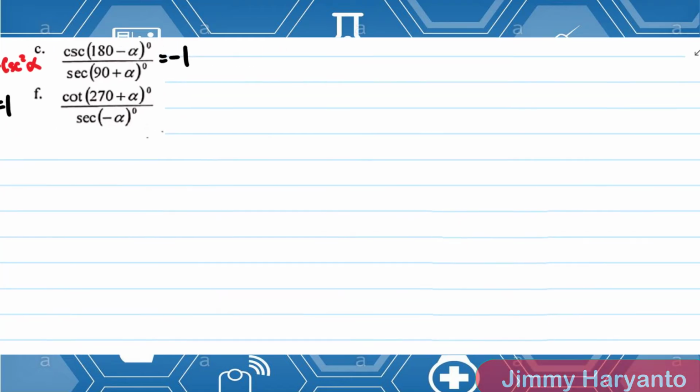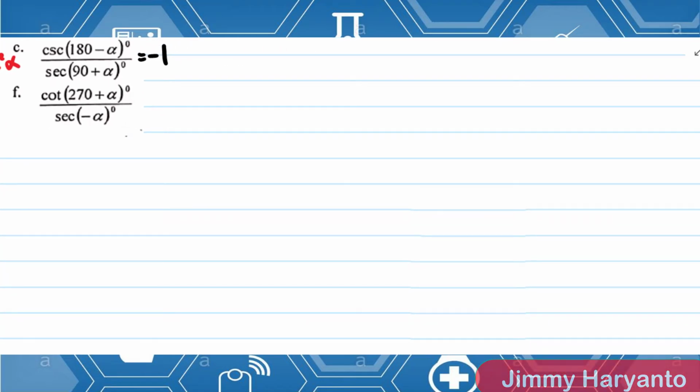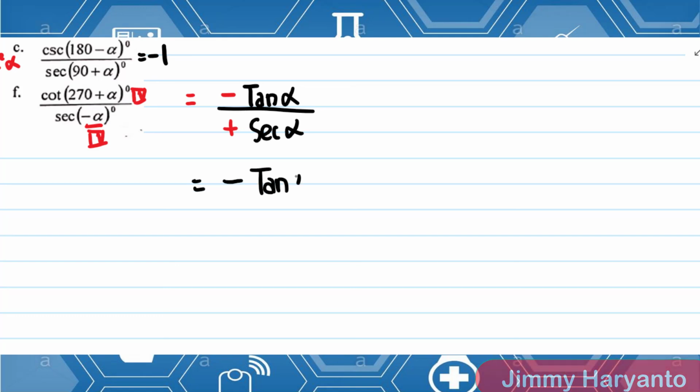Next is cotangent 270 plus alpha. This one is quadrant 4. Cotangent in quadrant 4 will be negative. And then because we use 270, the cotangent should be changed into tan, tan alpha over secant, that is in quadrant 4. Quadrant 4 for secant is positive. Secant is the opposite of cos, it should be positive. And then not cos, it is still secant alpha. Okay, so negative tan alpha, 1 over secant is cos alpha.